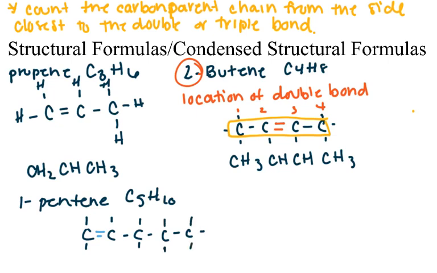All right. So with the counting, just keep in mind that your first carbon is going to be the carbon that is closest to the double or triple bond.